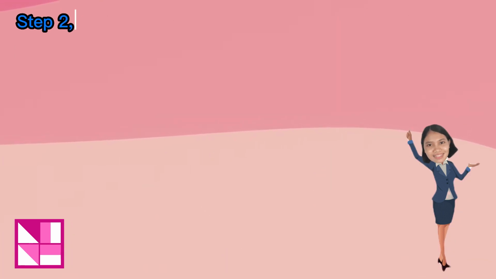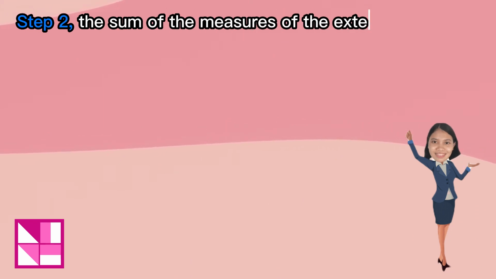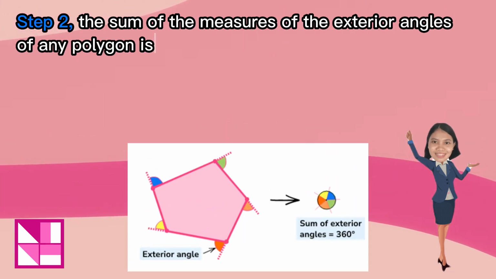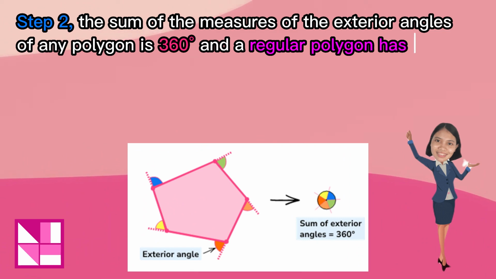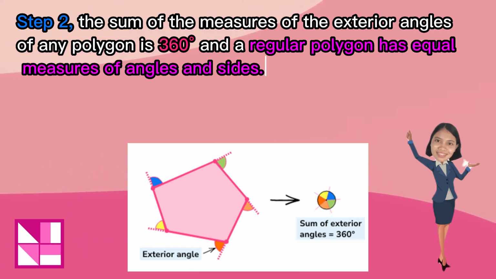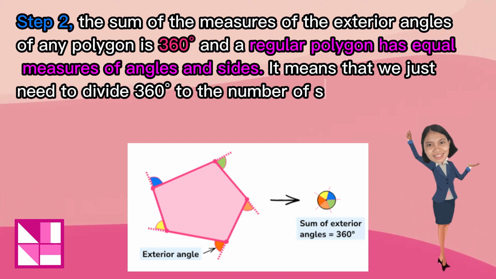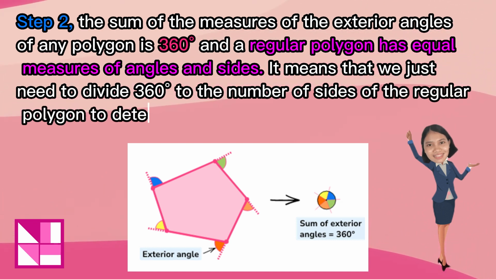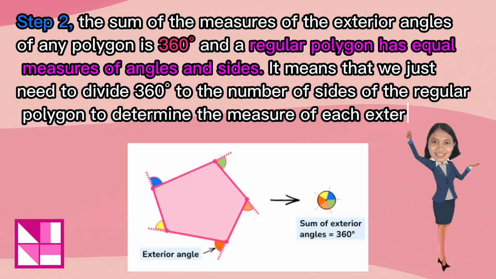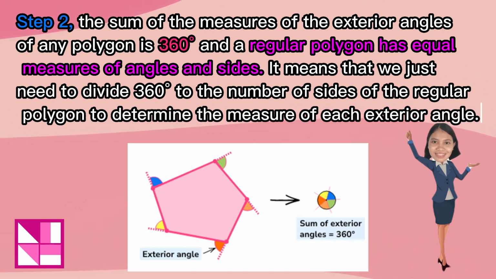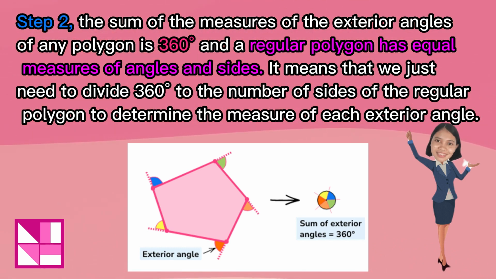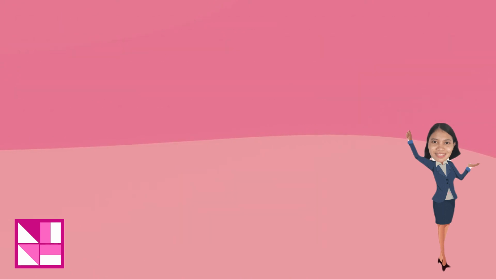Step 2. The sum of the measures of the exterior angles of any polygon is 360 degrees, and a regular polygon has equal measures of angles and sides. It means that we just need to divide 360 degrees by the number of sides of the regular polygon to determine the measure of each exterior angle.